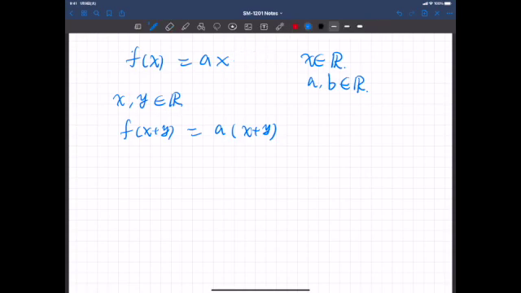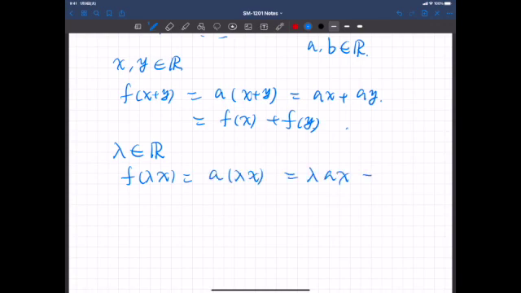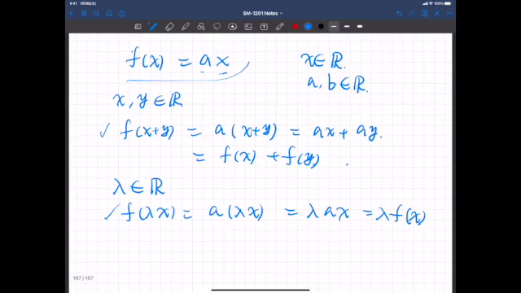So f of x is ax. Then f of x plus y is ax plus ay, which is f of x plus f of y. So the first condition is met. And let's say lambda is also a real number, then f of lambda x is a lambda x, but that is lambda a x, that is lambda times f of x. So these two conditions are met. Therefore this is a linear function according to our new definition.